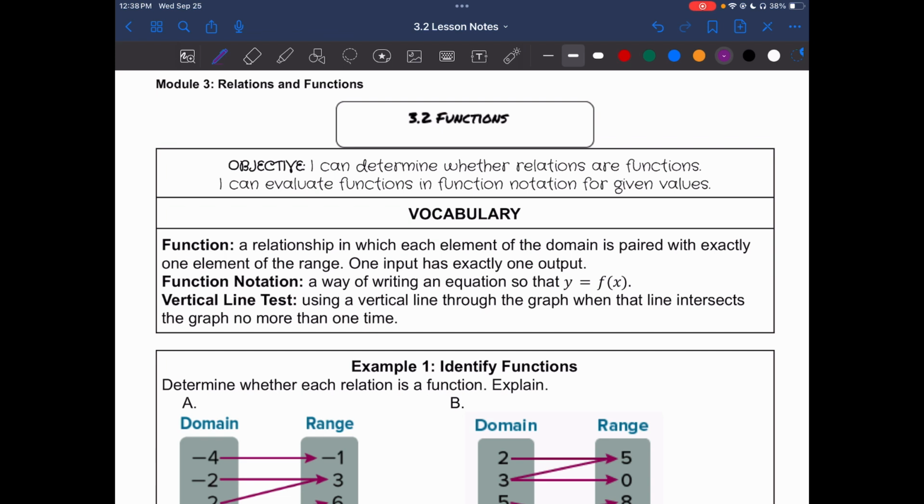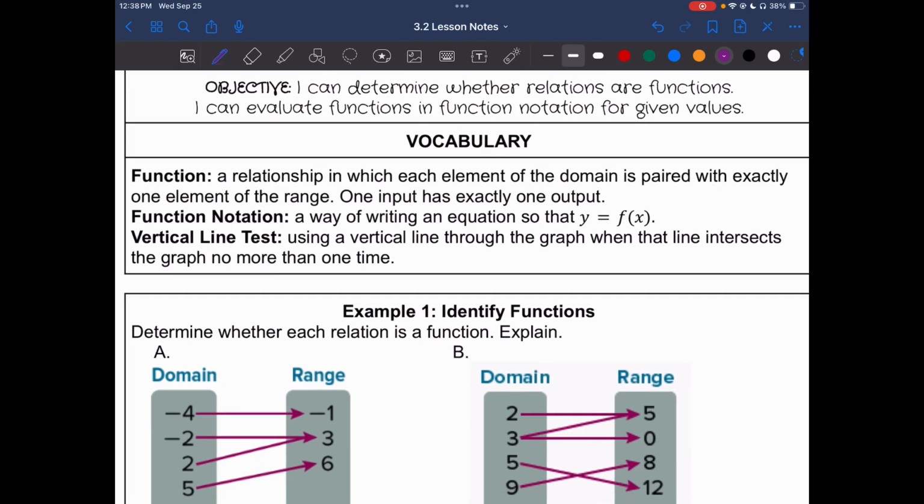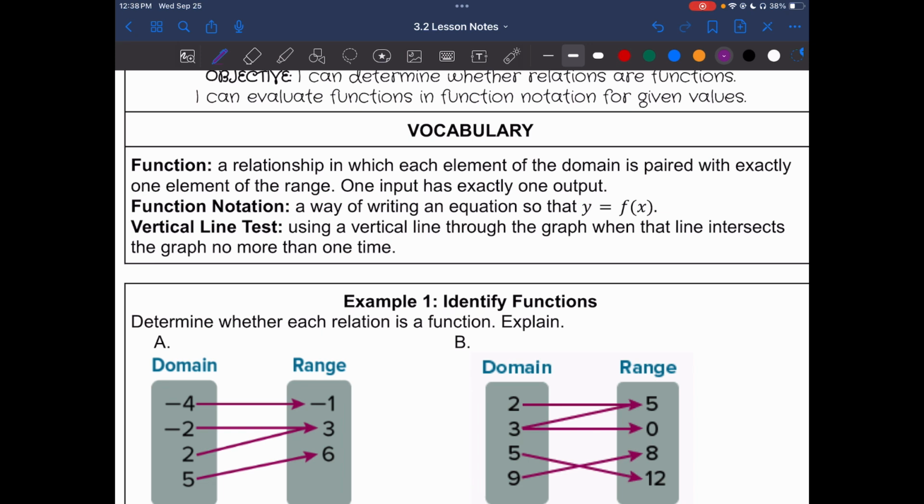Our objective for this lesson is that I can determine whether relations are functions, and I can evaluate functions in function notation for given values. Now, a function is a relationship in which each element of the domain is paired with exactly one element of the range. To say it another way, one input has exactly one output. Okay, a function, each input has exactly one output.